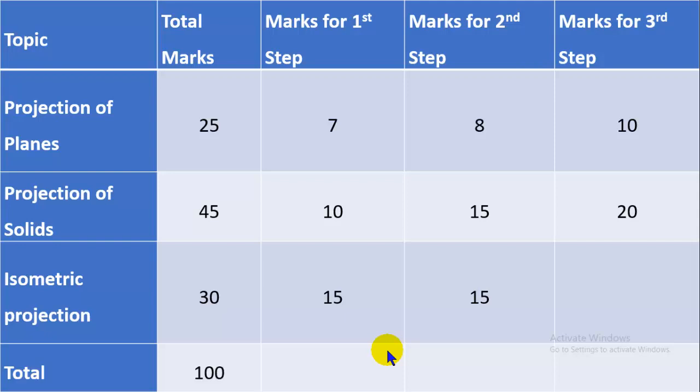Coming to the total marks, out of 100, in the first step you can get 32 marks. That means if you do the first step correctly in all the problems, you can get 32 marks. Then if you do the second step correctly, you will get 38 marks. That means if you do the first and second steps properly, you can get 70% of the marks, that means 70 marks. And the remaining 30 marks will be given for the last step.